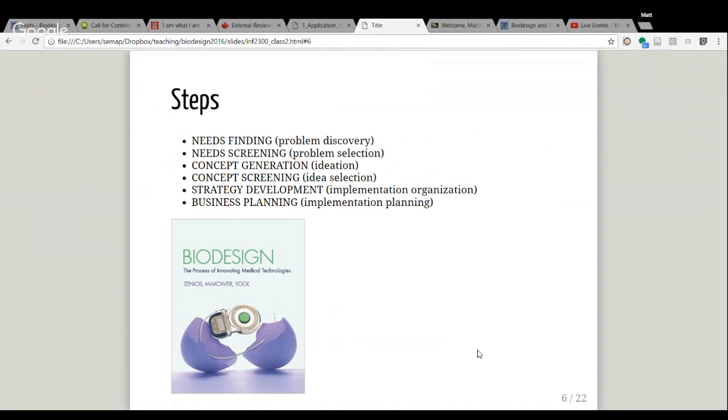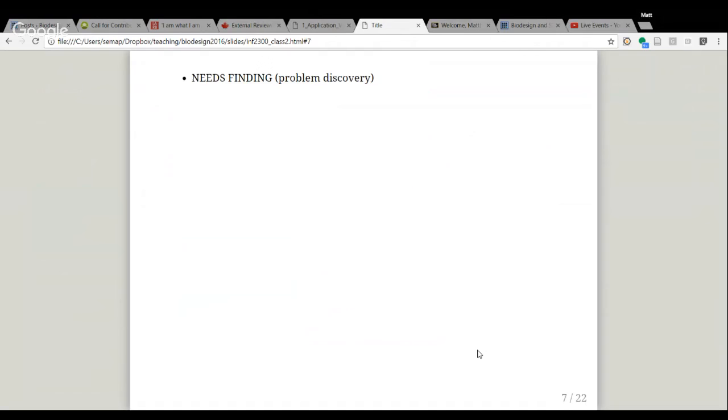The biodesign process basically goes through a series of steps. You can see them detailed there on the screen: needs finding, screening, concept generation, concept screening, strategy development, and business planning. Through the course, we're really going to be focusing on needs and concepts. We're not going to be getting into the rest of this, though we might talk a little bit about it. And today, and for the next couple of weeks, we're really focusing on needs finding, in other words, problem discovery, which is setting out what those problems and needs are that we will then ideate solutions to later in the class.